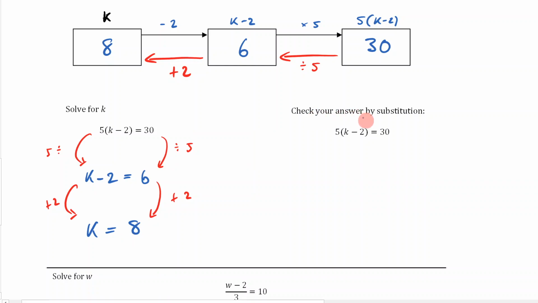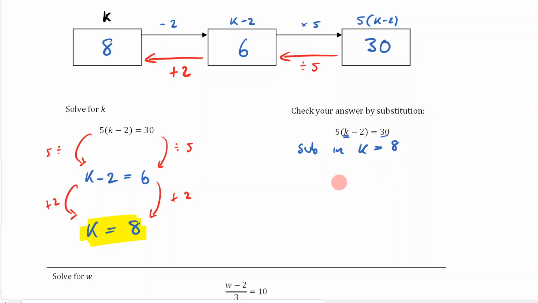Now, check your answer is correct by substitution, because I'm saying k is equal to 8. How can I check whether or not this is in fact the case? Well, what I can do is sub in k is equal to 8 and check whether or not I get, in fact, the right answer, which should be 30.